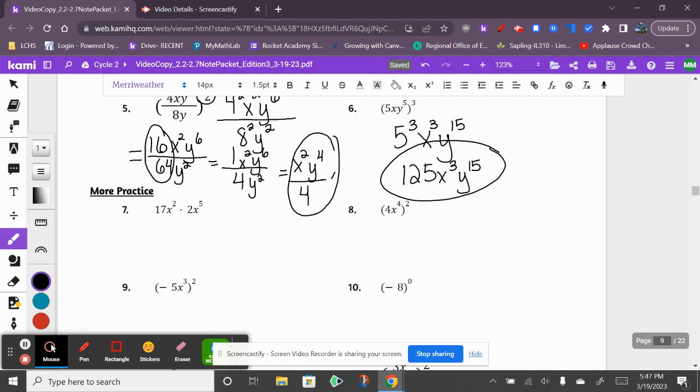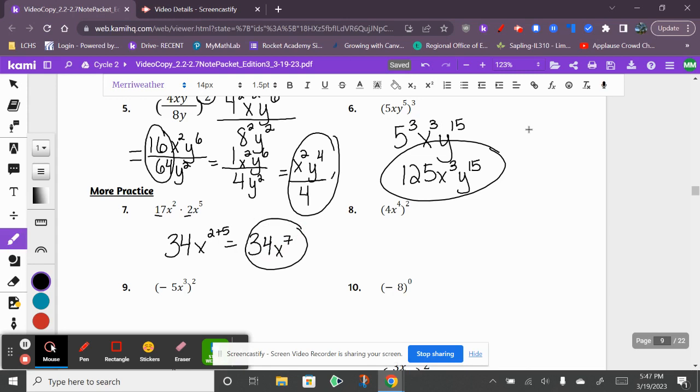For number 7, this is just multiplying, so we're going to multiply the coefficients. We get 34, and then we're going to add the exponents. So we're going to have 2 plus 5, so we get 34x to the 7th.